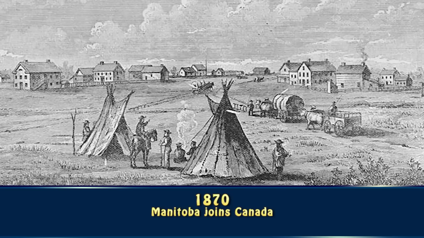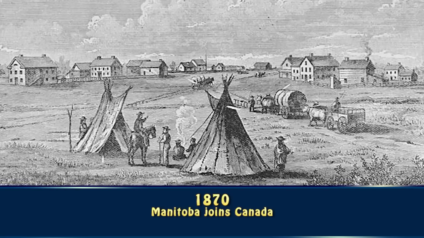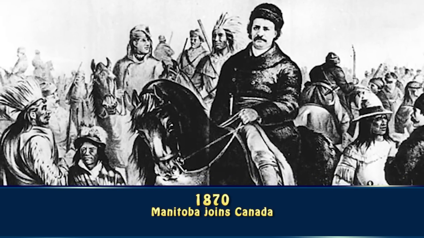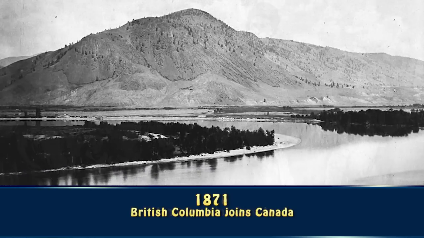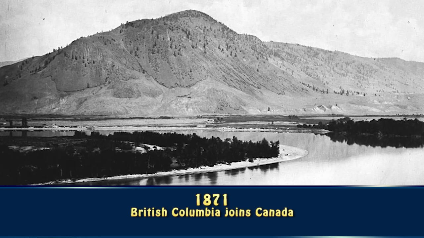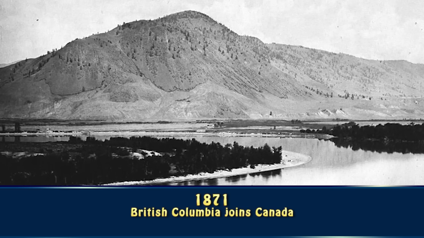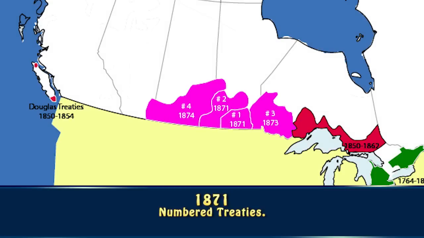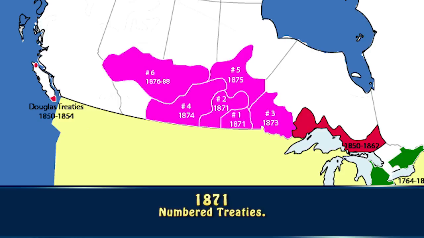Manitoba joins Canada in 1870. Louis Riel goes into exile in the United States. British Columbia joins Canada under altered conditions of Confederation. Between 1871 and 1876, treaties were signed across the prairies along the southern border, giving land access between British Columbia and Canada.